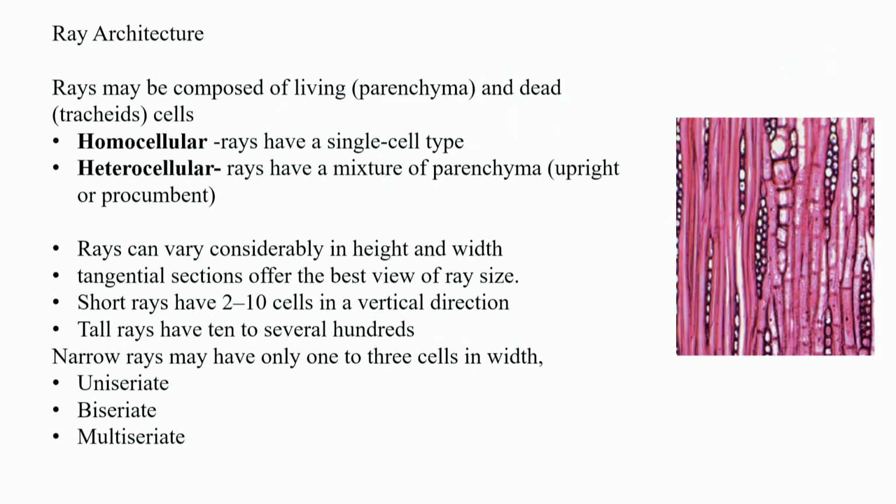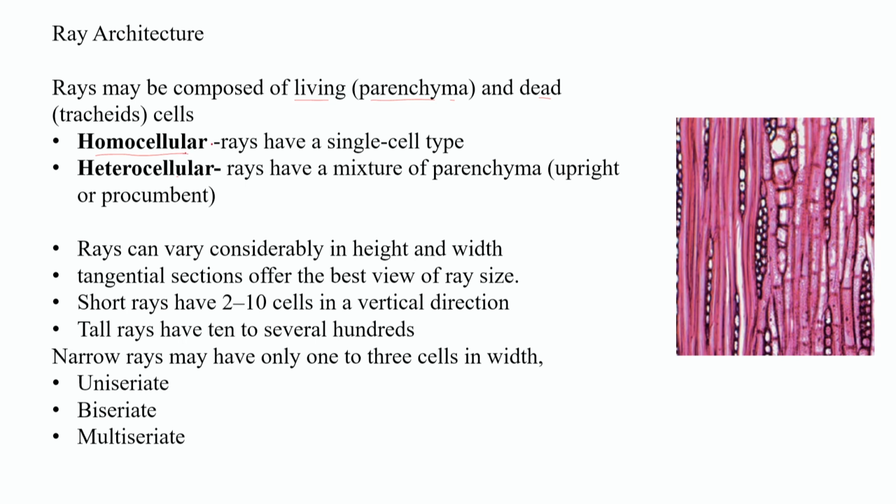Then ray architecture. We have discussed several times that rays are radial conducting elements. They could be classified as homocellular. Sometimes they are made up of living parenchymatous cells. Sometimes there are dead tracheids; dead here means that they are non-conducting. It's not that they were living cells and now they have become dead. It's that they are not performing their function as in axial conduction.